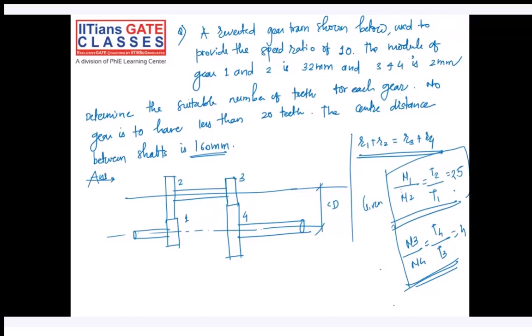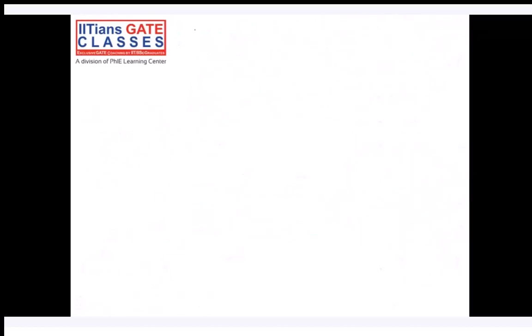As I already said, R1 plus R2 is equal to R3 plus R4. You already know module is equal to D by T, so diameter is equal to M T. So radius will be equal to module into number of teeth divided by 2. Okay. So I can say R1 plus R2 is equal to R3 plus R4. So you can say here M1 T1 by 2 plus M2 T2 by 2 is equal to M3 T3 by 2 plus M4 T4 by 2. Okay. And everything is equal to 160.